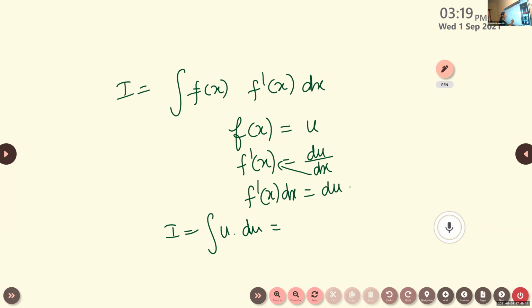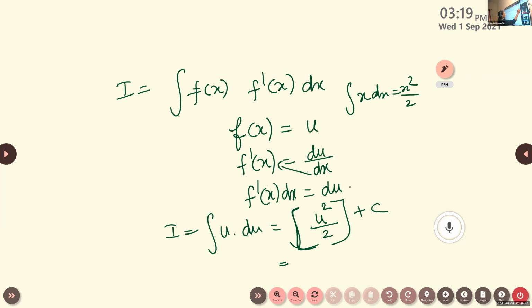What is the integral of u du? When you integrate u, it will become u squared by 2 plus c. Instead of x, the variable we use here is u. What is the integral of x dx? It is x square by 2 plus c. Therefore, the integral of u du is u square by 2 plus c. What is u here? f of x. So it is f of x the whole square by 2 plus c.